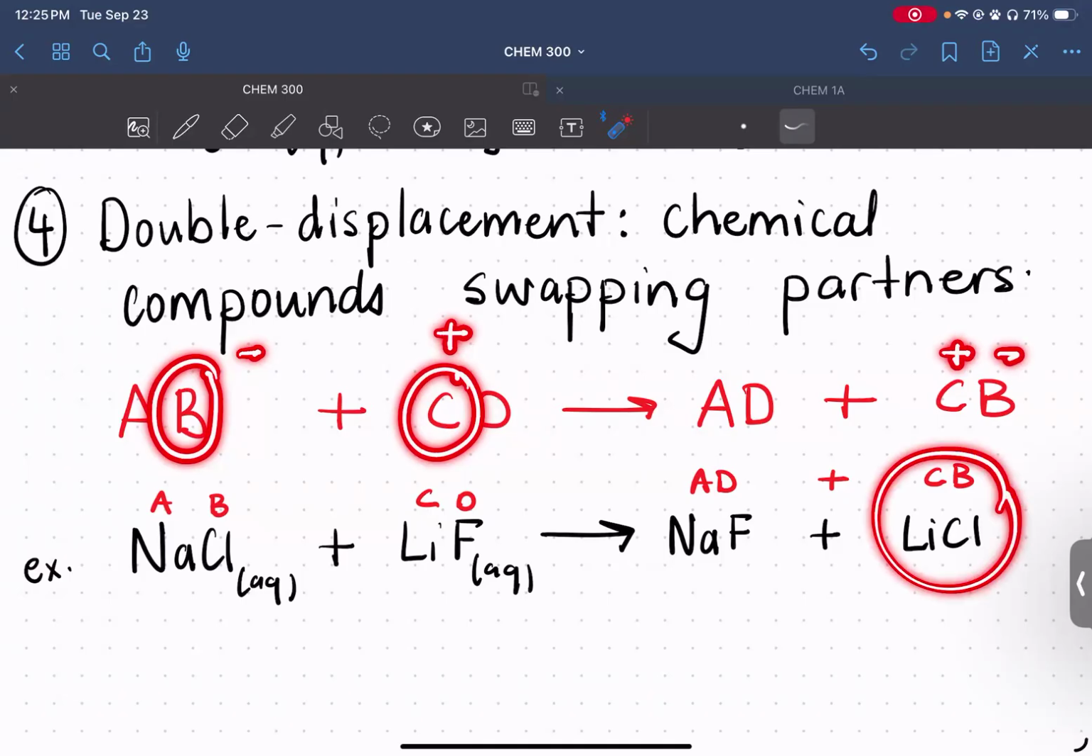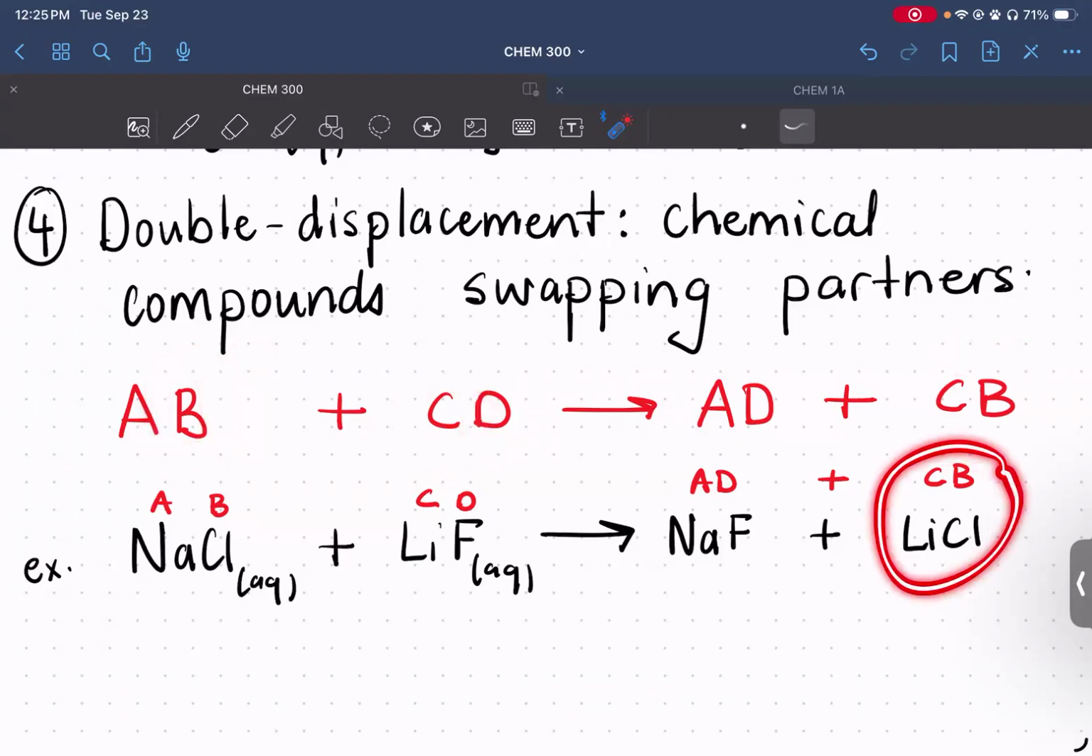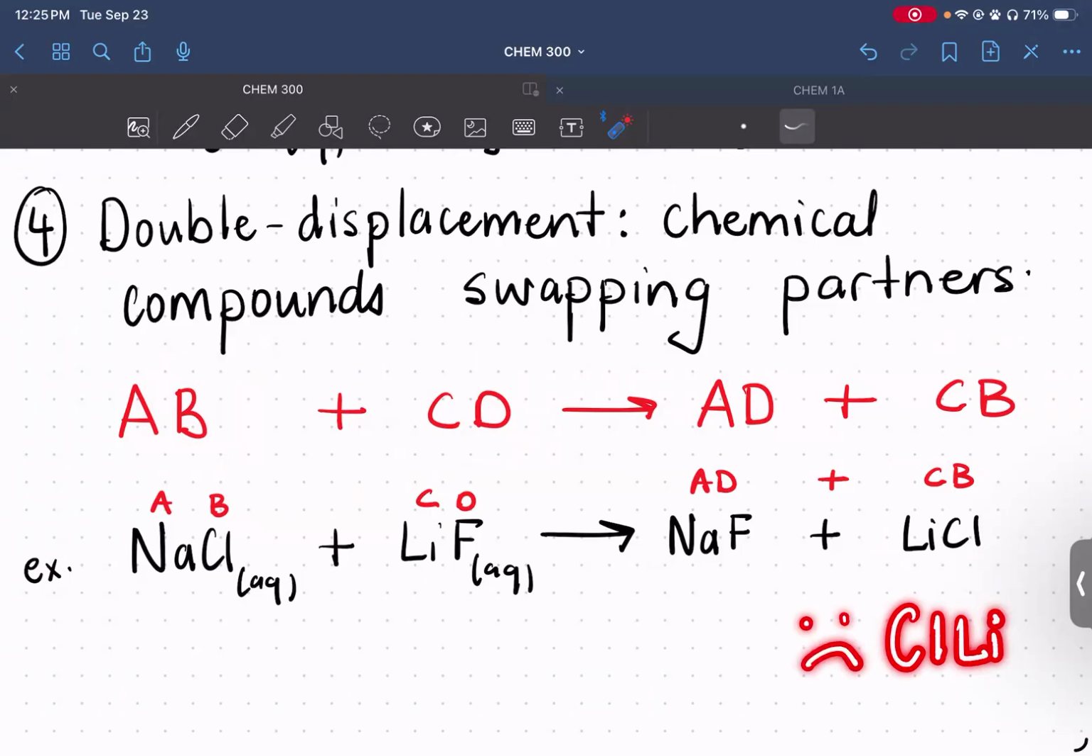Using that example right here with lithium chloride, if, for example, you did not remember that and you wrote chlorine lithium, technically speaking, this isn't wrong. I'm just going to put a frowny face right beside your answer. It technically isn't wrong. It just looks really weird to me. So I want to make that part clear about how we organize our ions.